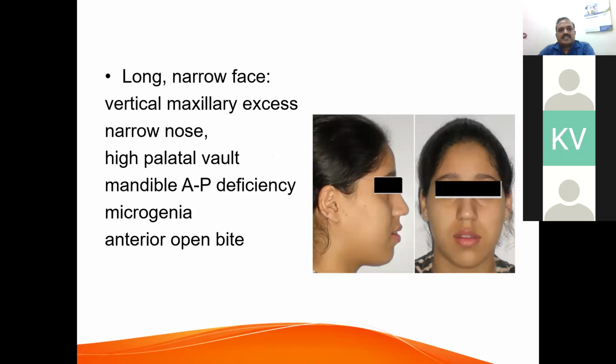And the long narrow face, they can have a vertical maxillary excess, narrow palatal vault, narrow nose, mandibular anteroposterior deficiency. They can have a microgenia, and they can land up with an anterior open bite. The long narrow face and the short and squarish face, these two types of face you can encounter.